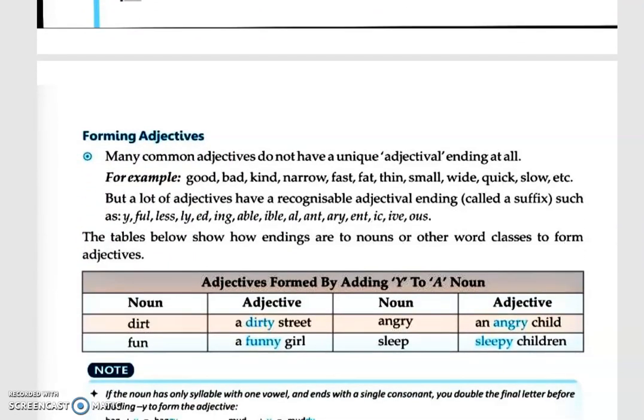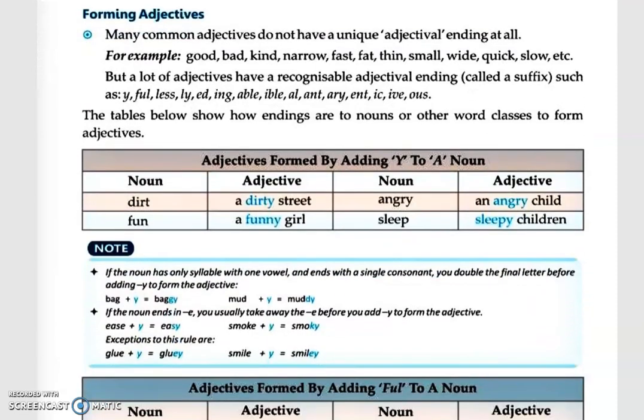Now let us see how we can form adjectives. That means how do we create an adjective? They are just simple words, but how do we use them? Let us see how we can convert a noun into an adjective.